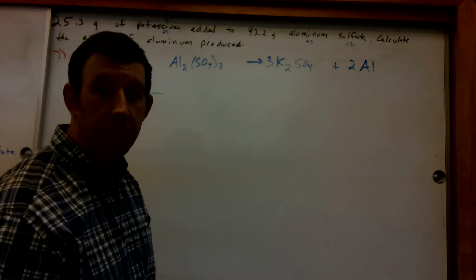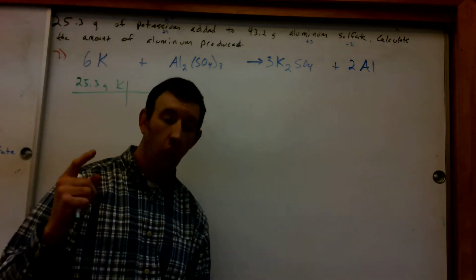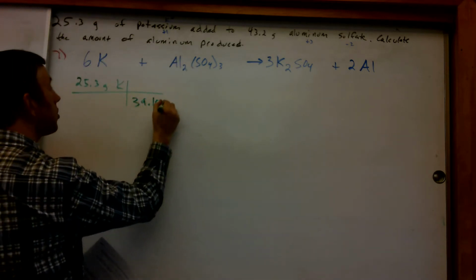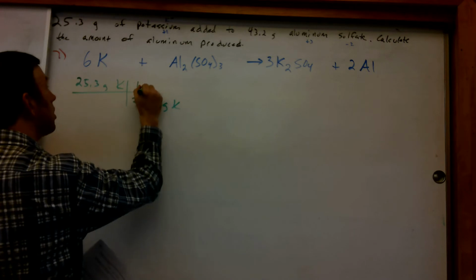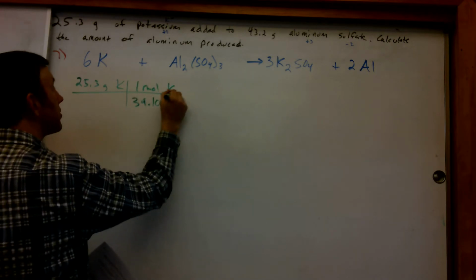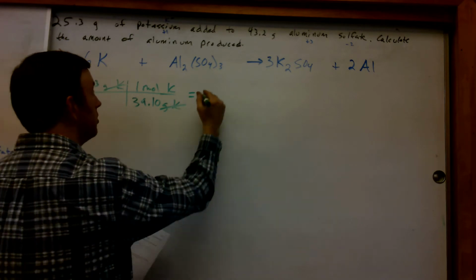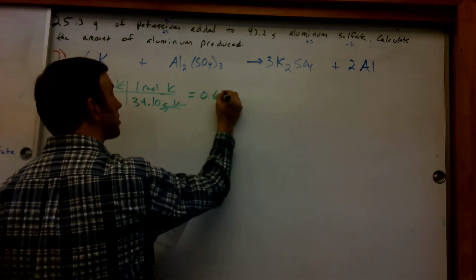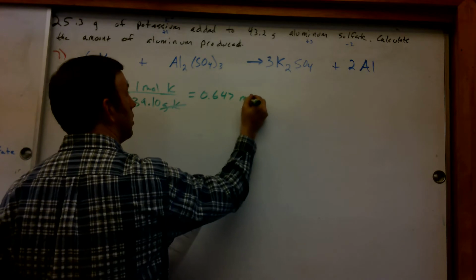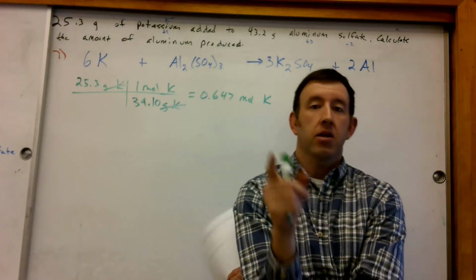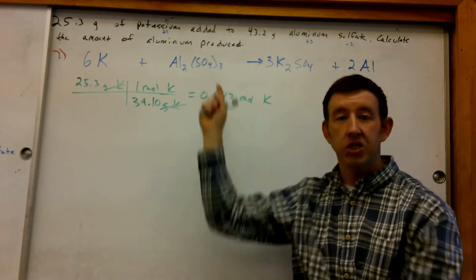Now, how many grams of potassium make a mole? Where do I find that information? I find it on the periodic table. So the molar mass of potassium is 39.10 grams of potassium and 1 mole potassium. All right, and that is going to give me 0.647 moles of potassium.